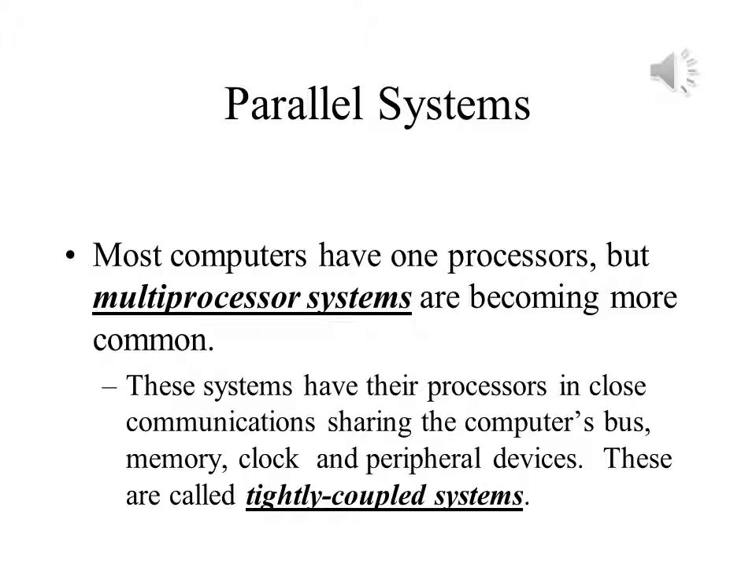When John von Neumann first proposed what is now known as the von Neumann architecture, he wrote of a computer with one processor handling one instruction at a time. But increasingly, computers having multiple processors or multiple cores are becoming more popular. Systems like these typically have processors in close communication, sharing the computer's bus, memory, clock, and peripheral devices. These are called tightly coupled systems.